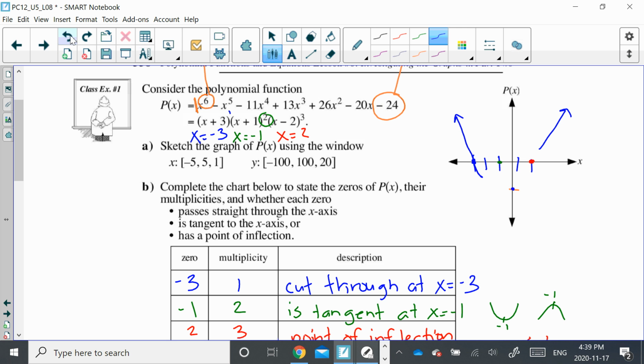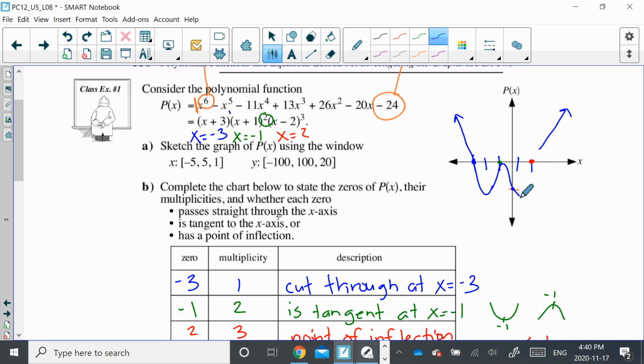Actually, let me just change that a bit. Okay, so at -3, it's going to cut through. I know that my graph then has to go through and it's got to be tangent at -1. So the graph's going to cut through -3, it's going to come back up, and at -1, it is not going to cross it, it is going to be tangent to it.